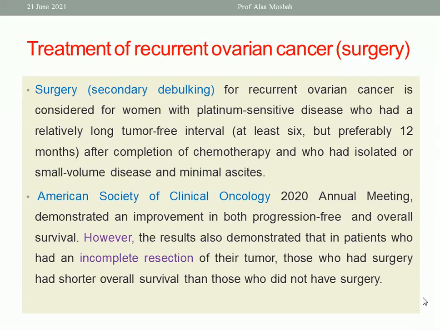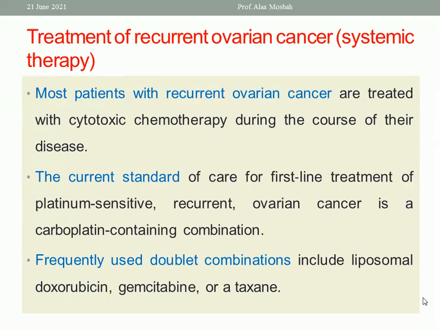Okay? The American Society of Clinical Oncology 2020, in their annual meeting, demonstrated an improvement in post-progression free and overall survival. However, the results also demonstrated that in patients who had an incomplete resection of their tumor, those who had surgery had shorter overall survival than those who didn't have surgery. And you should understand this point very well.